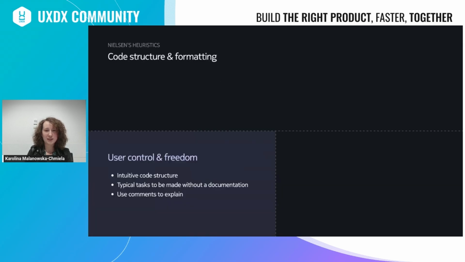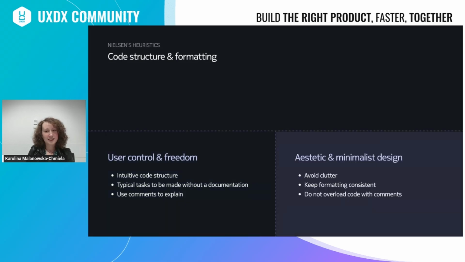Let's jump into the first one, code structure and formatting. Here we have user control and freedom. In our code, we can make it work for the typical task. So if I have a task to add something to the code, it should be easy because the code that is already there should allow me to do that. And also in this point, I have mentioned use comments to explain, which is quite a controversial point for developers because some developers don't like putting comments in code because it makes it longer and so on. But from the usability perspective, I recommend using comments, even if it is a single liner, so the user of your code will know what this function does.